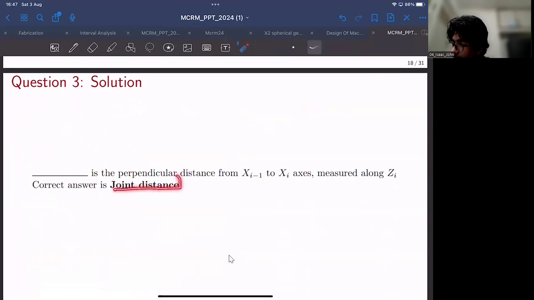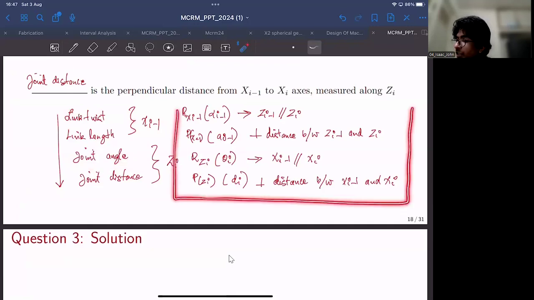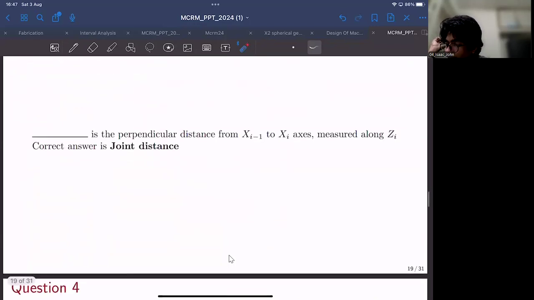You can expect similar questions for other definitions for the exam. So I would recommend you to be thorough with what each of these individual transformations are doing, which would be helpful.